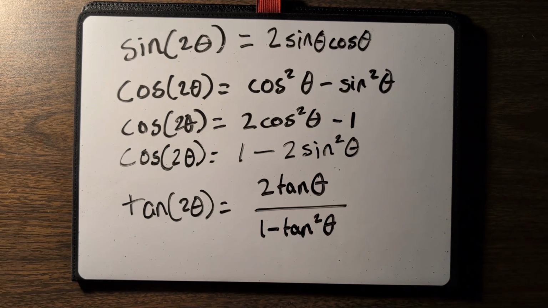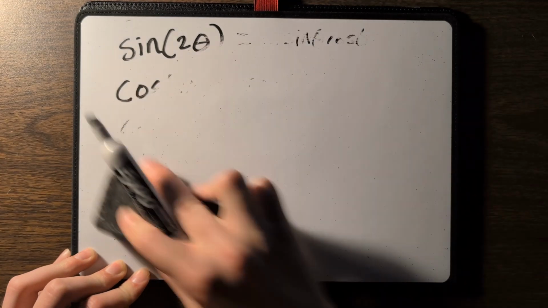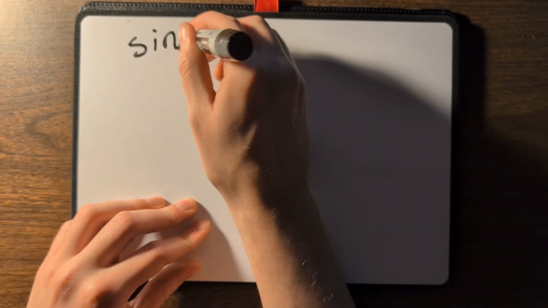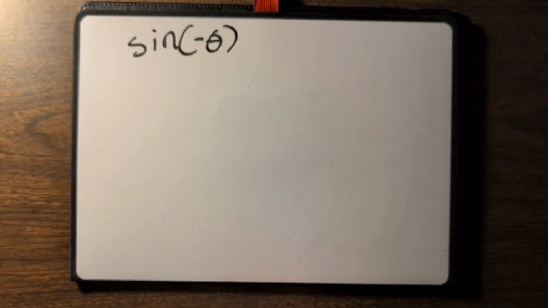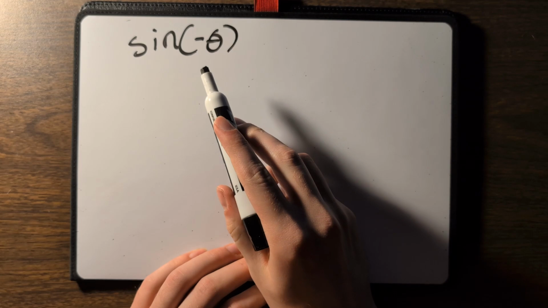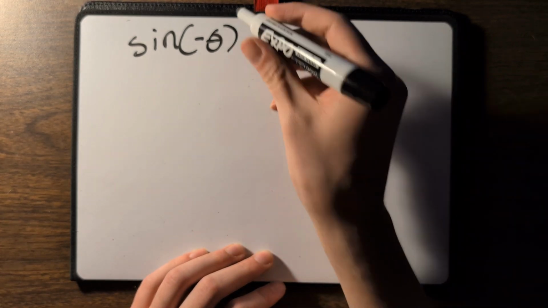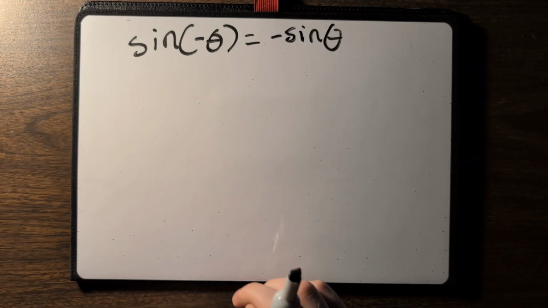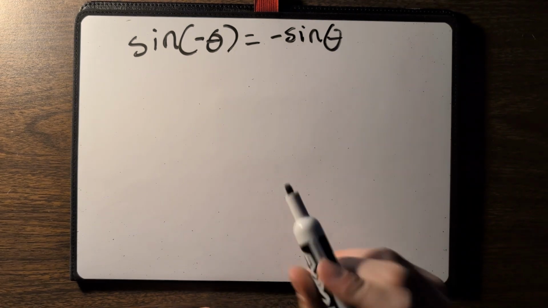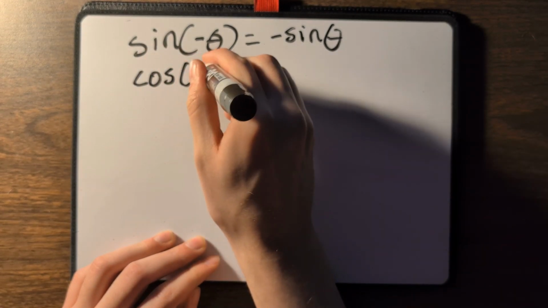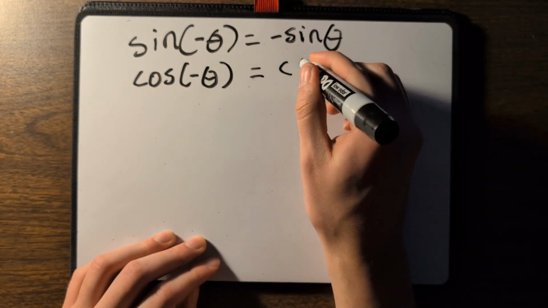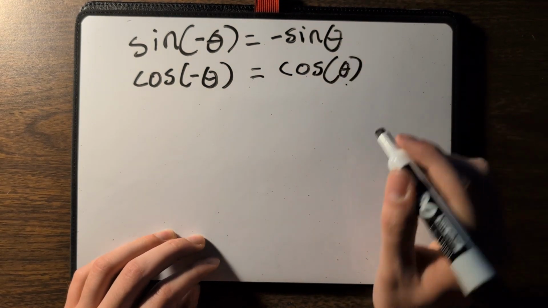One last thing with these trig functions is they're even and odd identities. So when we have sine of some negative angle, say, well, since sine is technically an odd function, this will equal negative sine of regular theta. Okay? But the same is not true for cosine. If we have cosine of some negative angle, cosine is an even function, therefore this will be the same value as cosine of normal theta.